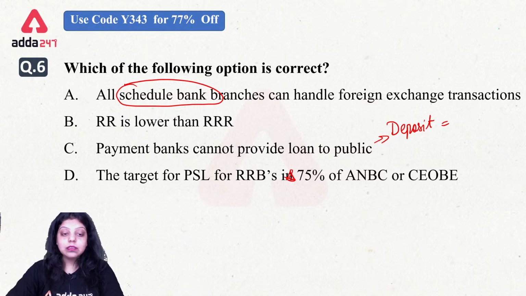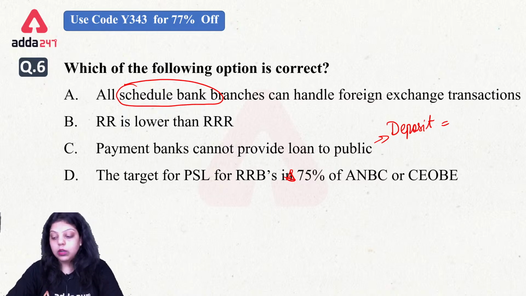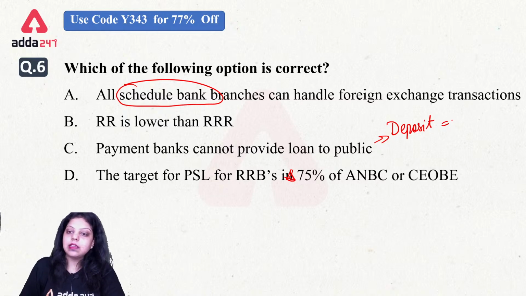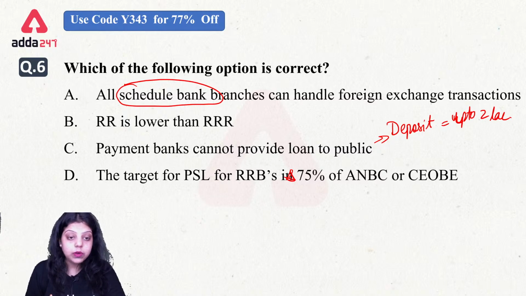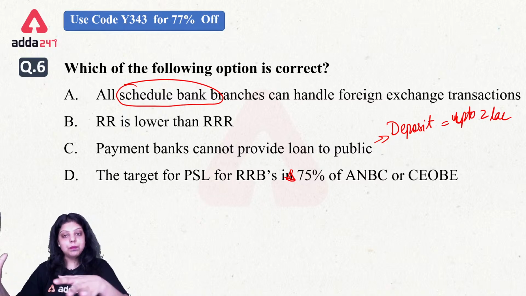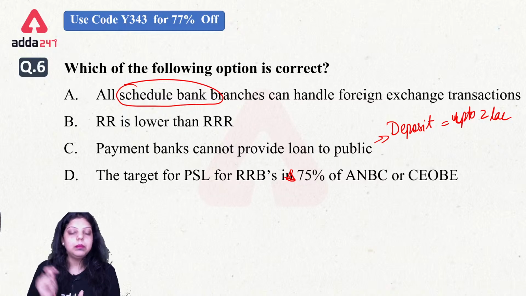So payment banks cannot provide loans to the public. They can only invest in risk-free assets, which are government securities. They can't provide loans to the public. Okay, very good. It is now up to 2 lakh. Earlier it was 1 lakh, but now RBI has increased the limit from April 2020, in which RBI has said that the payment bank can accept deposits from the public up to 2 lakh.